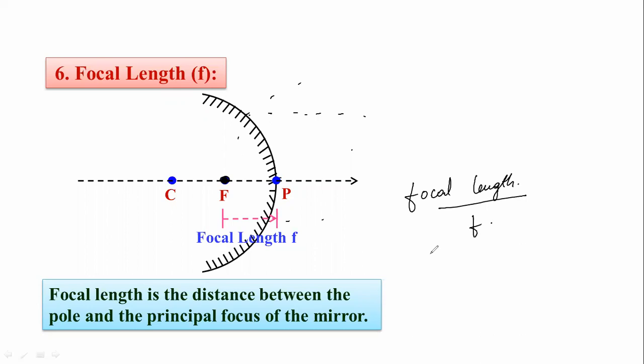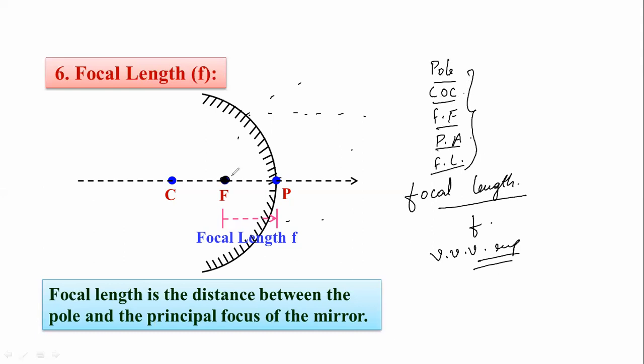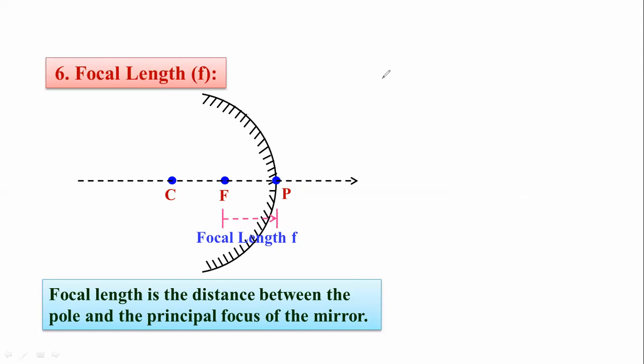Represented by F. It is very, very important, dear students. Please remember. Okay, so you should know what is pole, center of curvature, principal focus, principal axis, then focal length. So we understood all five definitions properly. So the distance between the principal focus and the pole is called the focal length. Okay. So next one, the focal plane.